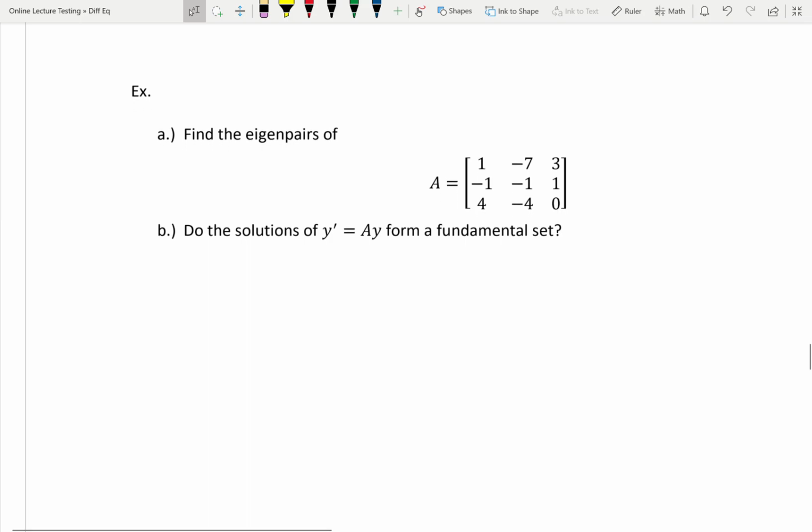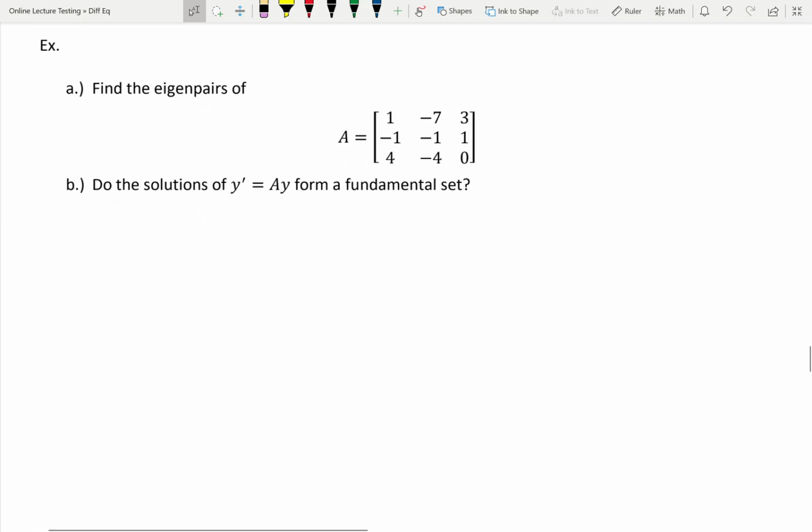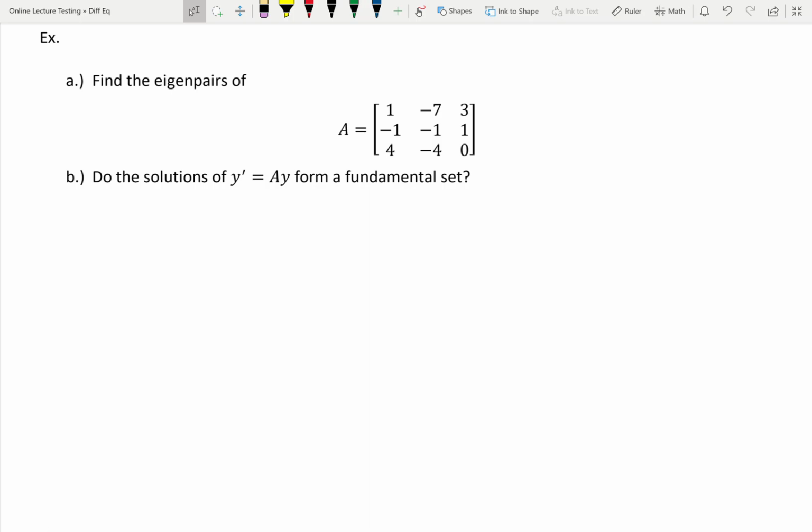All right. So, same situation. Find the eigenpairs for the following matrix. A is equal to 1, negative 7, 3, negative 1, negative 1, 1, 4, negative 4, 0. And now, like before, we're going to do the same exact approach: find the eigenvalues, find the eigenvectors, and form a fundamental set.